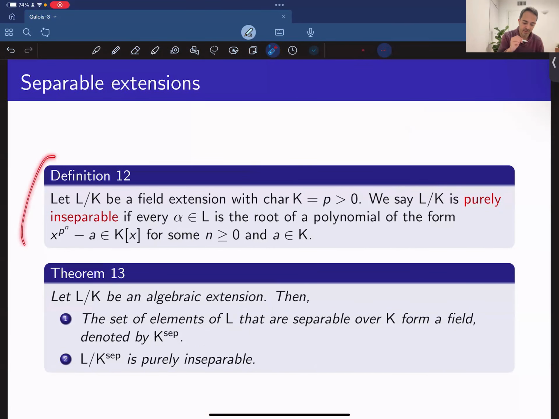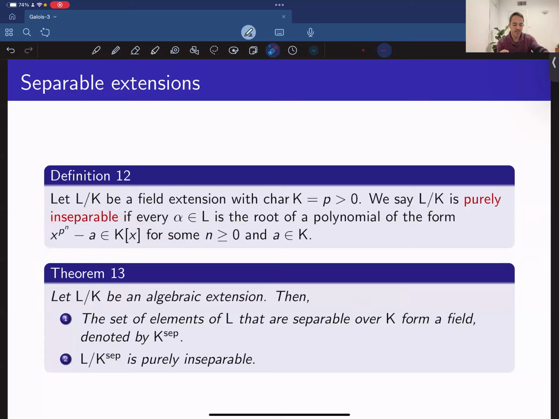Indeed, so let's have the right definition and the theorem that concerns that. So let's say that L over K is a field extension. Again, the characteristic should be positive because otherwise separability is given. We say that L over K, the extension, is purely inseparable if every element in the top field is the root of a polynomial of this form.